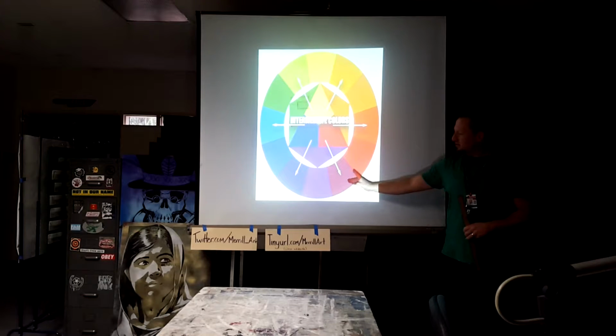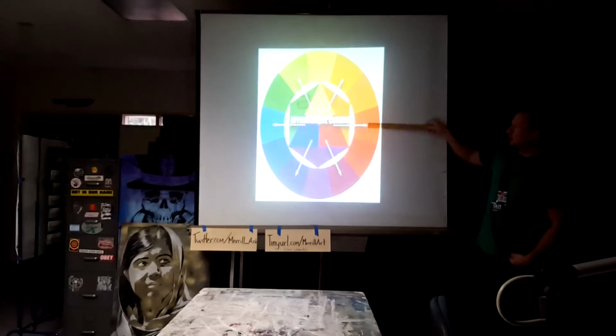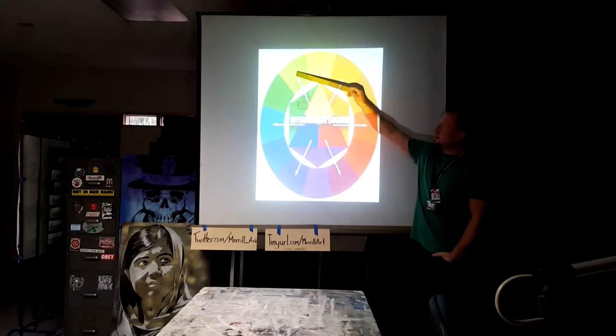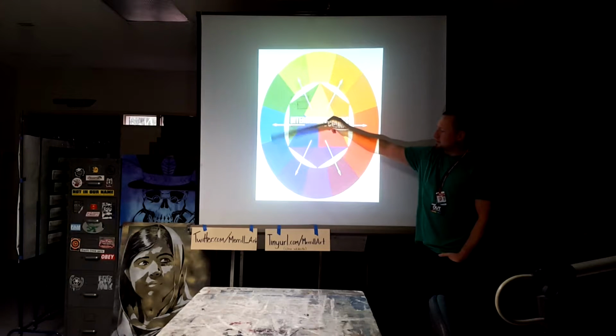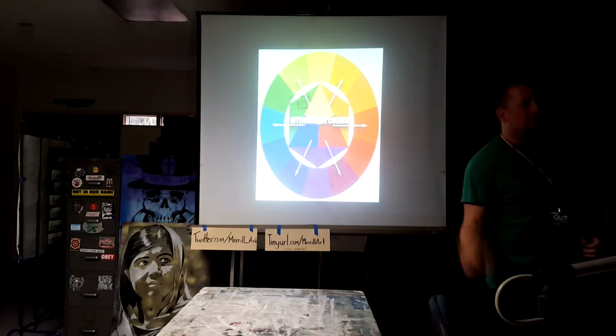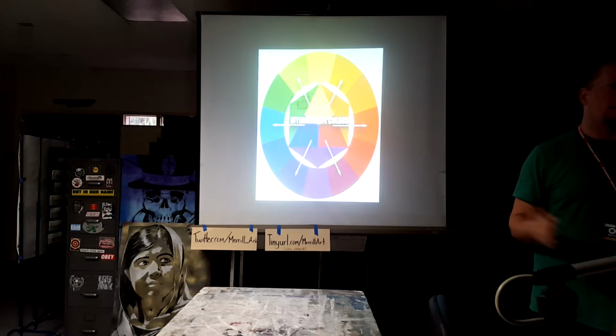Red is the primary, violet is the secondary. This is red violet. Okay? Red orange, yellow orange, yellow green, blue violet. Okay? So when you're trying to name an intermediate color, you go primary, secondary.